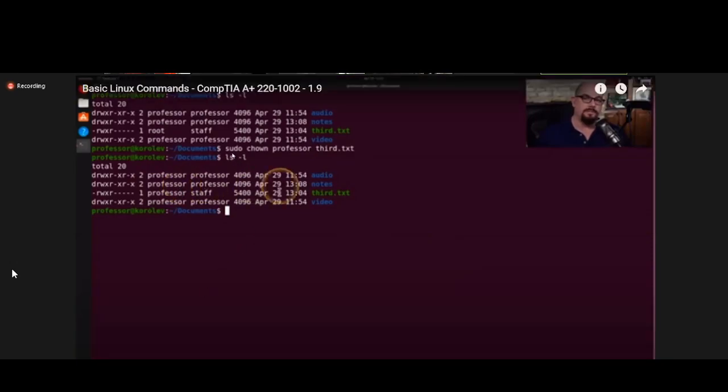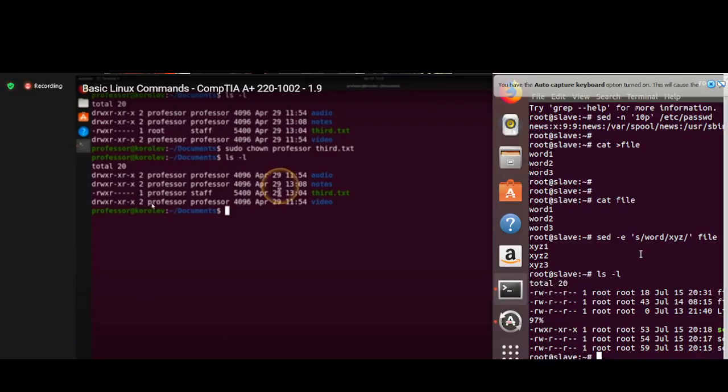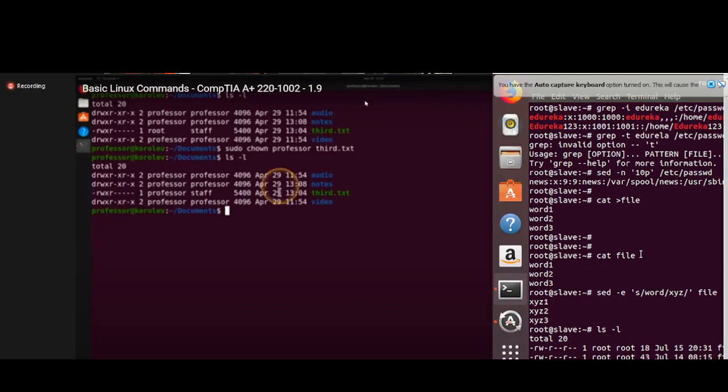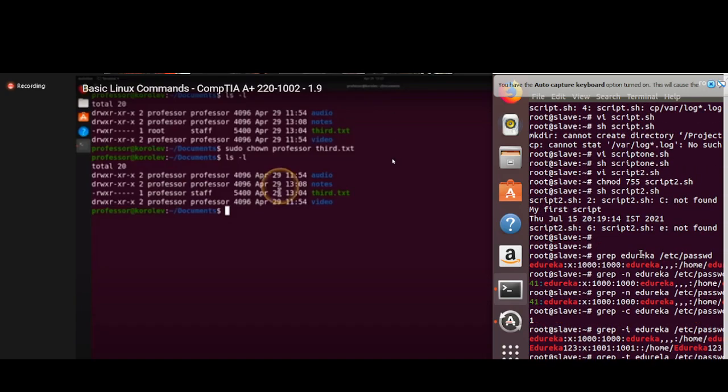So now you have seen sudo change ownership. Before that, who was the owner of third.txt? Root. I want to change the ownership to professor, and the file name is third.txt, and then ls -l. You can see that it has been changed from root to professor. Is there any other question? Please let me know. No, sir. Okay.